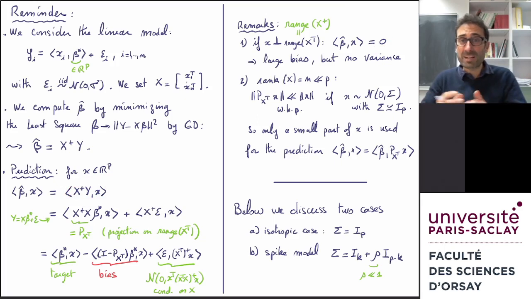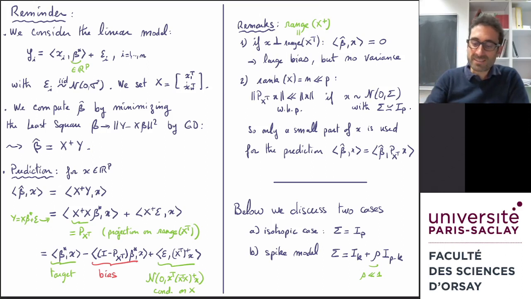So if you predict by 0, it means that you will have a large bias, but you won't have any variance. Okay? 0 has no variance. So you see that in the orthogonal of the range of x transpose, you just predict by 0, so no variance at all, but a large bias.